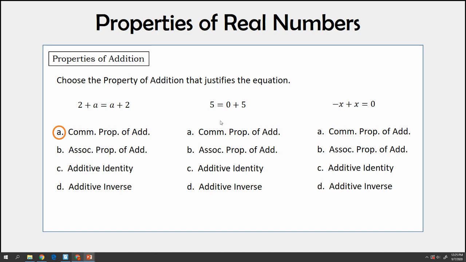Okay. So what's going on here? Well, that's the additive identity. 5 plus 0 is 5. So I added 0 to 5 and it kept its identity. It stayed as a 5.